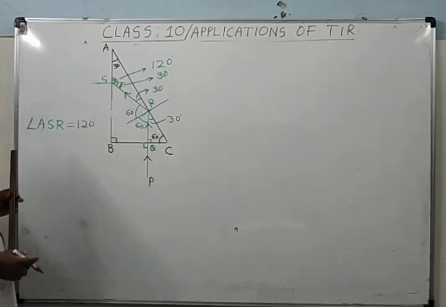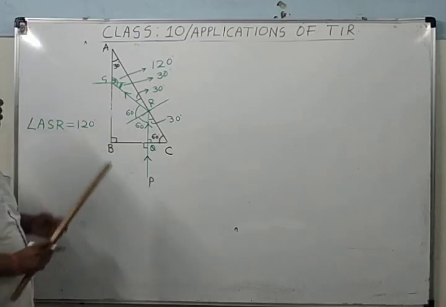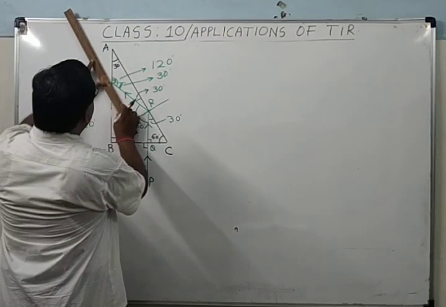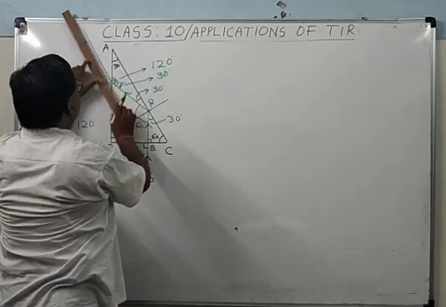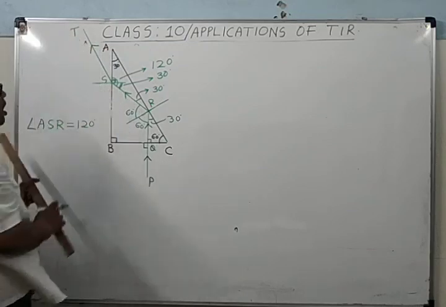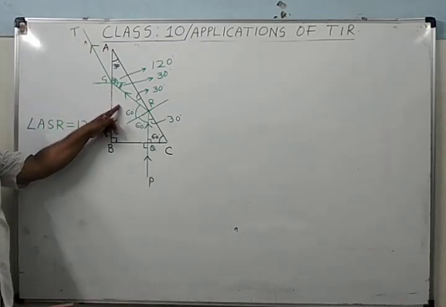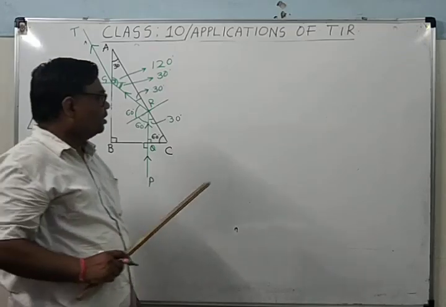So what will happen? Now the angle of incidence is less than the critical angle. Therefore it will simply refract. There will be no total internal reflection. It will go this way. It will bend away from the normal because it is going from denser to rarer medium. It's clear? So this is the one case.